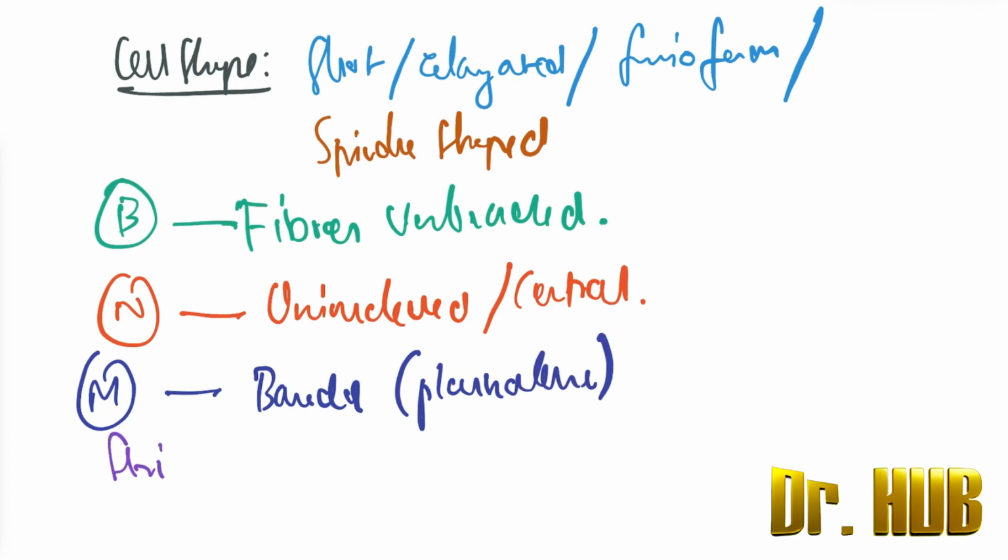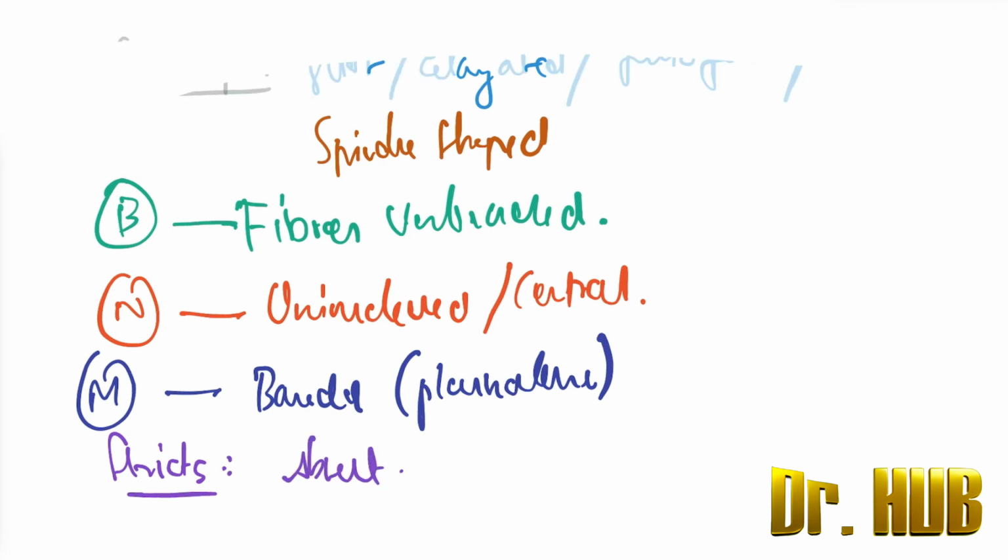Then what about the striations? The striations in case of skeletal muscle were light and dark, whereas here they are going to be absent. Then we move on to the cell-cell junction. So how is the cell-cell junction?